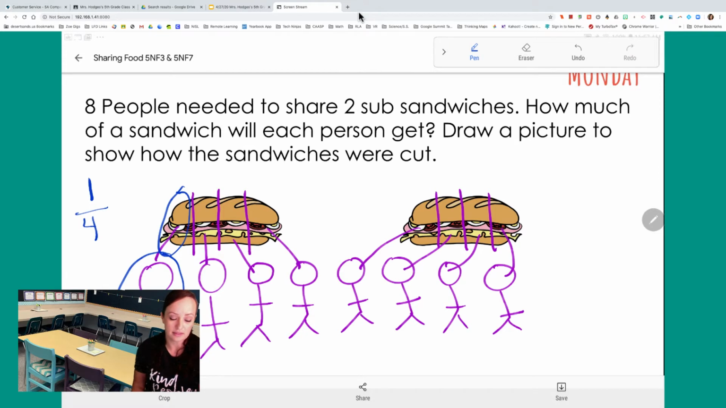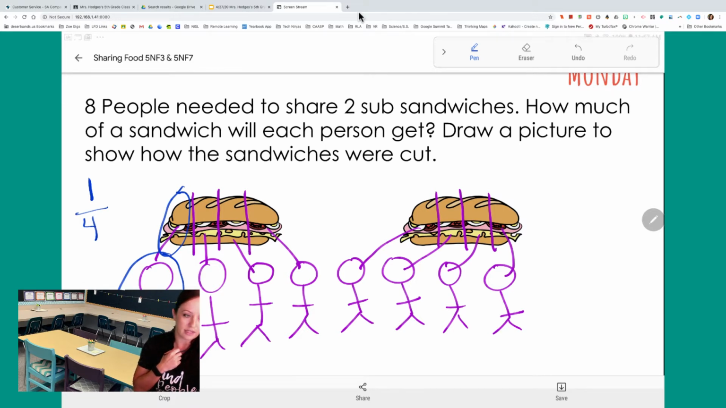That's what that means. So that makes sense. Okay, I get it. And then I'm thinking about, well, each one of those people are getting that 1/4. So I'm just going to count it real quick. 1/4, 2/4, 3/4, 4/4, 5/4, 6/4, 7/4, 8/4. There's 8/4 altogether. There's 8 people. Okay, that makes sense.